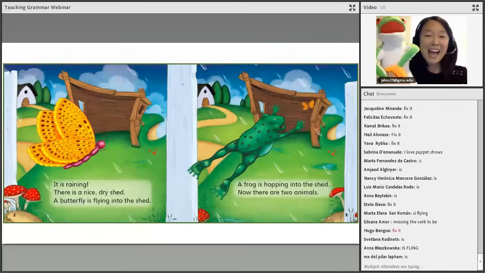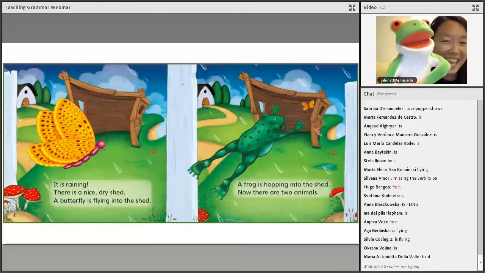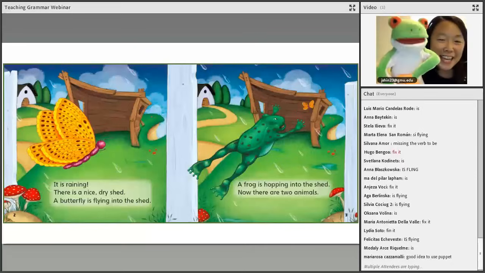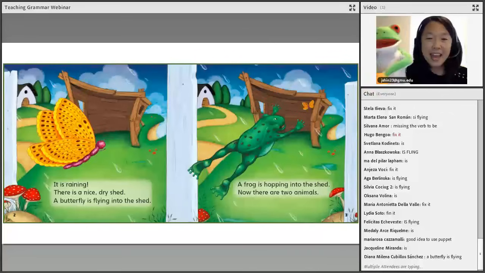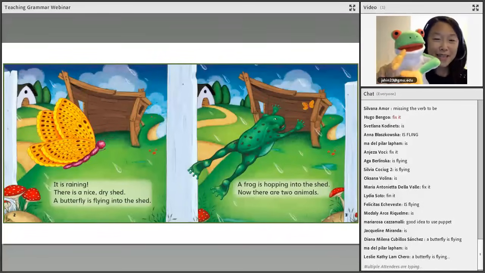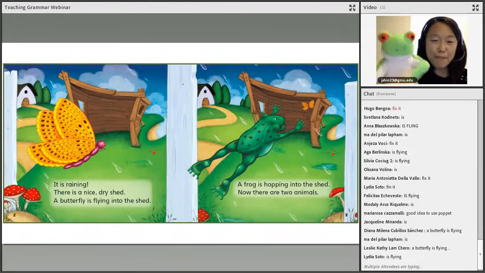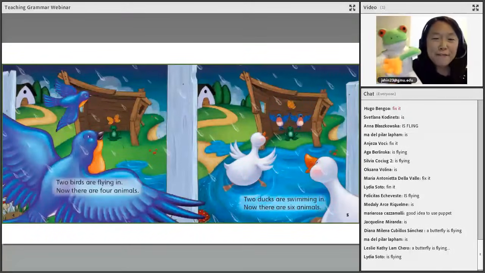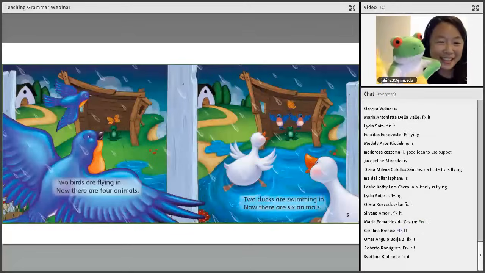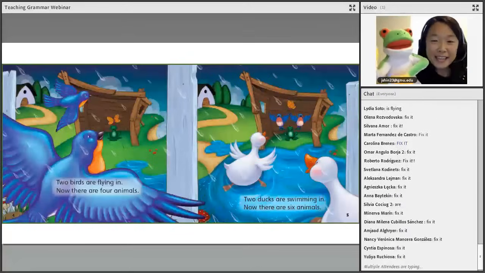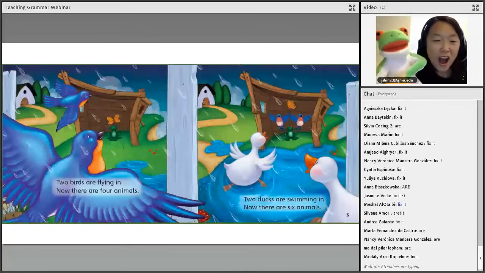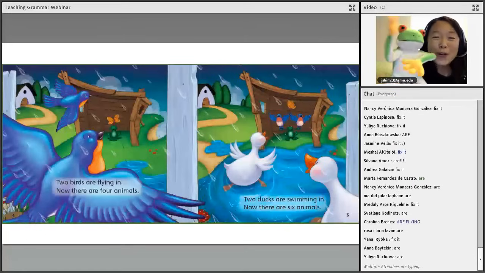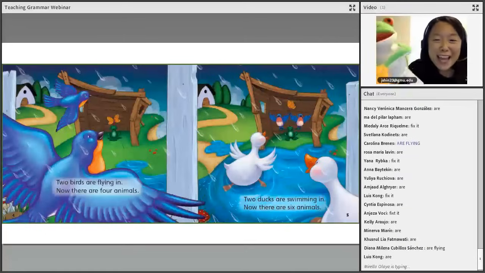A butterfly is flying into the shed. A frog, that's me, is hopping into the shed. Now there are two animals. Two birds flying in. Fix it. How do I fix it? Two birds are flying in.